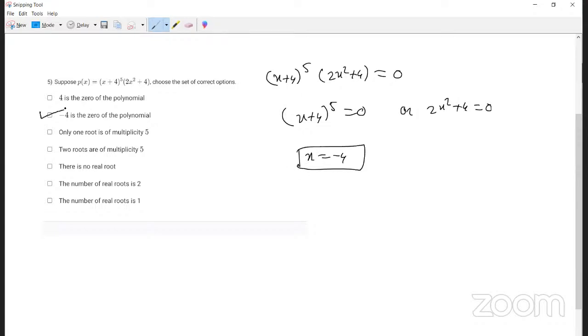Yes, sir. This one is correct. This is not correct. Only one root is there having the multiplicity 5. This is also a root, but it is a complex root, right? Yes, sir, complex root. Two roots of multiplicity 5, -2, that is not correct. So there is only one real root. That is also not correct. Number of real roots is 2? No, only one real root. Only one. So this one is correct, right? That is -4.